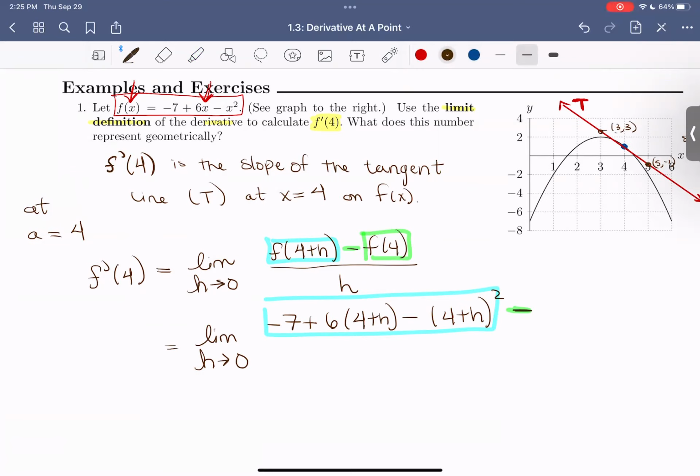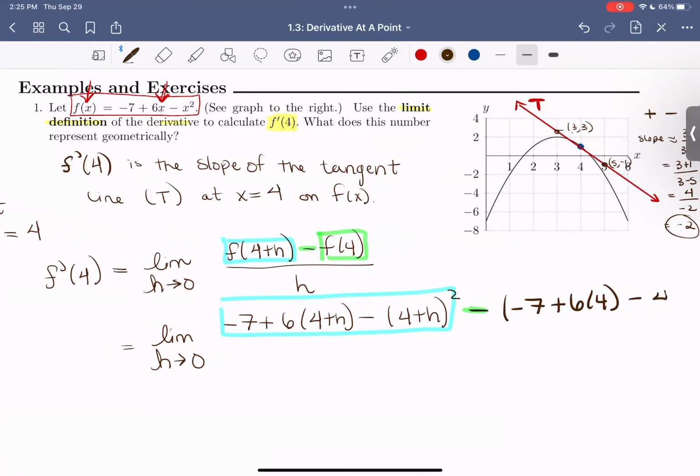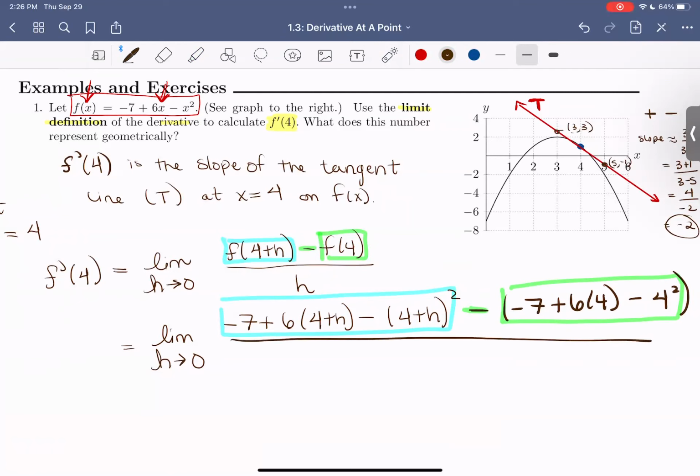So now I'm going to subtract f of 4, which is -7 plus 6 times 4 minus 4 squared. And I like to use a lot of parentheses because when I'm subtracting this entire term, f of 4, I want to make sure that that negative symbol goes across everything in that f of 4. So I'm going to divide by h.